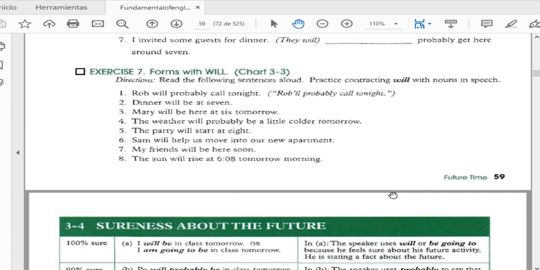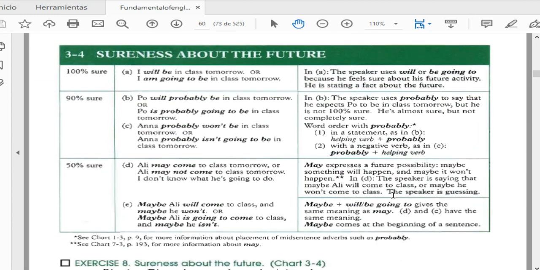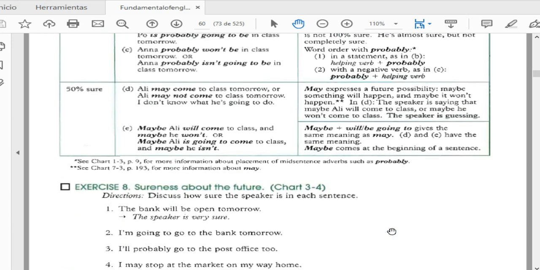Remember, you are going to be a professional in English, and you have to make an effort. Okay, this is the chart about the sureness about the future. It says 100% sure. This is what I explained. If you need to read this, read it, please, people. As a student, you need to read every day. Every day you need to read about English, any topic. Read and read.